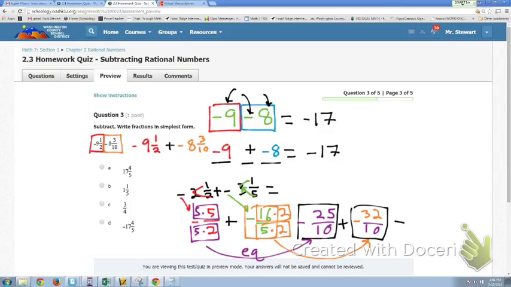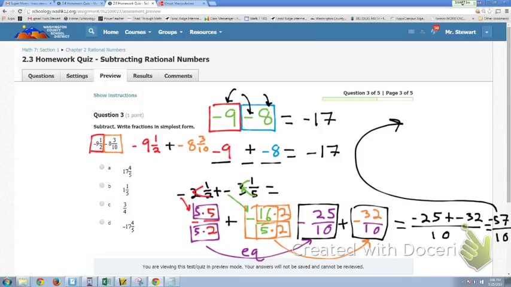As you're looking at this, the denominator is going to be 10. The answer is definitely going to be negative, and this is why. Because we have a negative 25 plus a negative 32 in the numerator. And as we simplify this, that's going to be a negative 57 tenths. This is my answer. And don't forget, it's probably going to want you to put it in mixed.